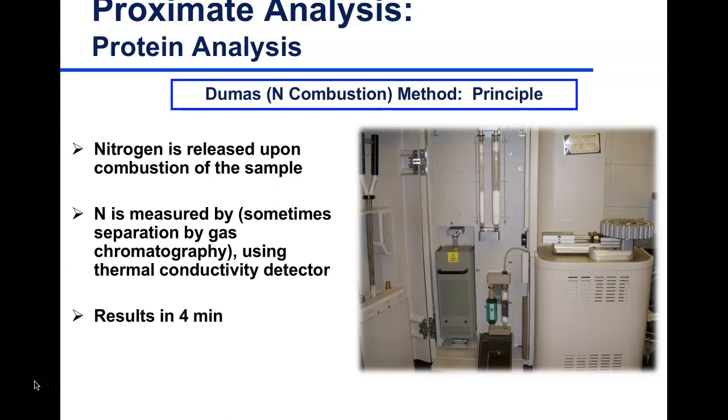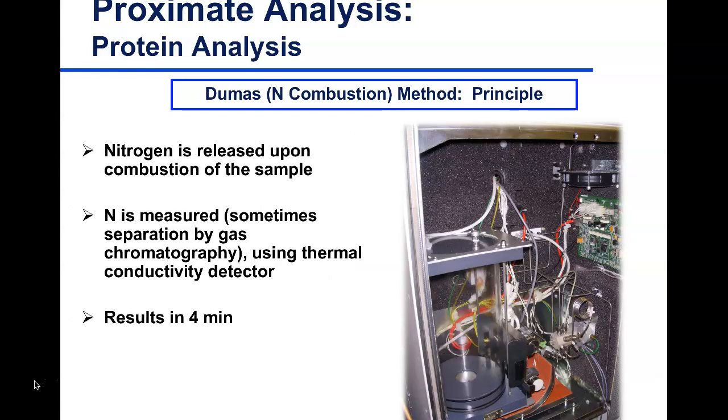It then uses the thermal conductivity detector. Go back and look at your detectors from your GC section. Same principle. What's super nice is we can get results in about 4 minutes. When the nitrogen is released, it flows through the furnace and through a couple filters to filter out the ash. It ends up in this ballast, which has a piston at the bottom that moves up, mixing all the gases in there so that it's homogeneous with our carrier gas.